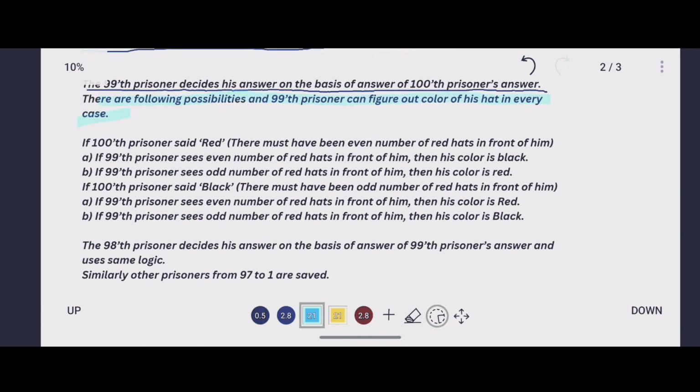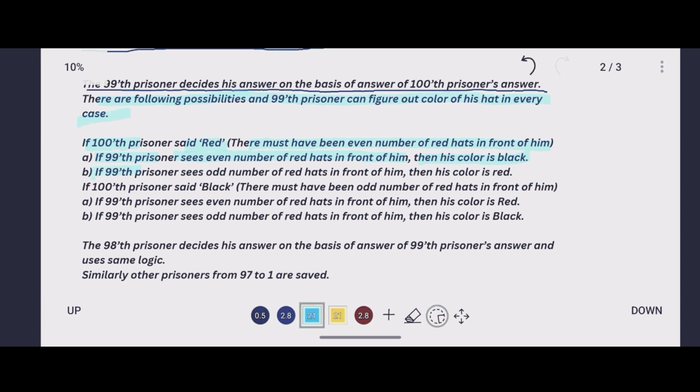See, what we decided is that if the total number of red heads in front of the 100th prisoner is even, then he will say red. Okay, so there must have been an even number of red heads in front of the 100th prisoner, that's why he was saying red. If the 99th prisoner sees an even number of red heads in front of him, then his color is obviously black, because it means that the 99th prisoner is not wearing the red hat. Only because of that would he be observing an even number of red heads in front of him. So that is the first thing.